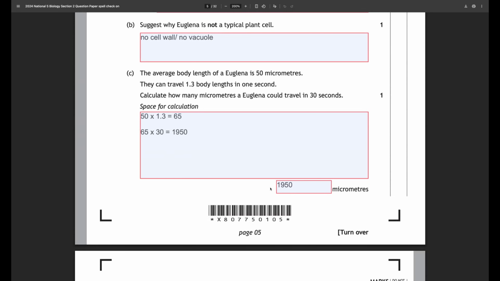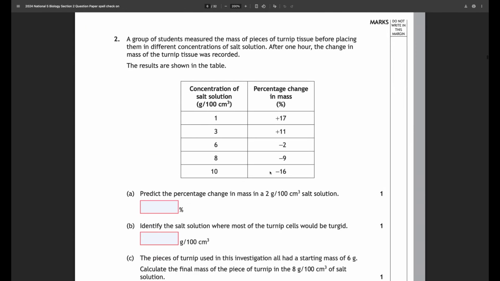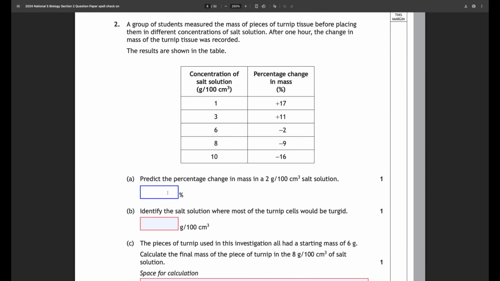That's a wee bit of a problem-solving question there, isn't it? On to question 2. A group of students measured the mass of pieces of turnip tissue before placing them in different concentrations of salt solution. After 1 hour, the change in the mass of the turnip tissue was recorded. You have to predict the percentage change in mass in 2 grams per 100 centimeters cubed of salt solution.